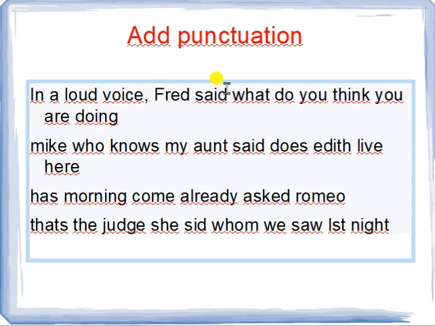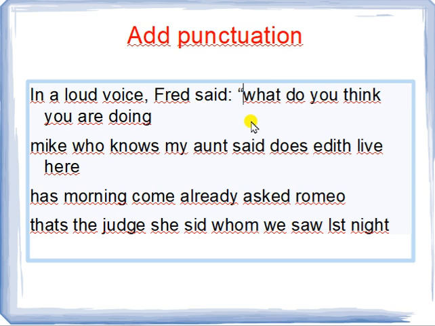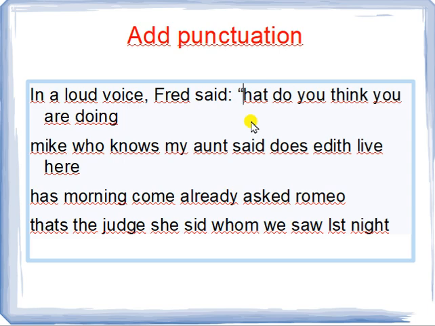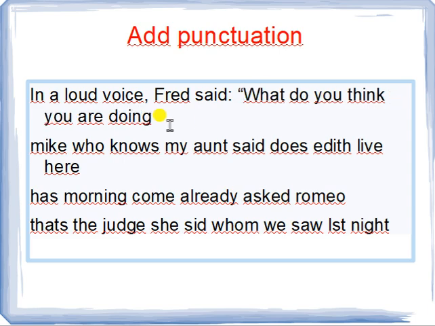Fred said, colon, open inverted commas. I like to call them chick-chicks. What do you think you are doing? Question mark, close chick-chicks.